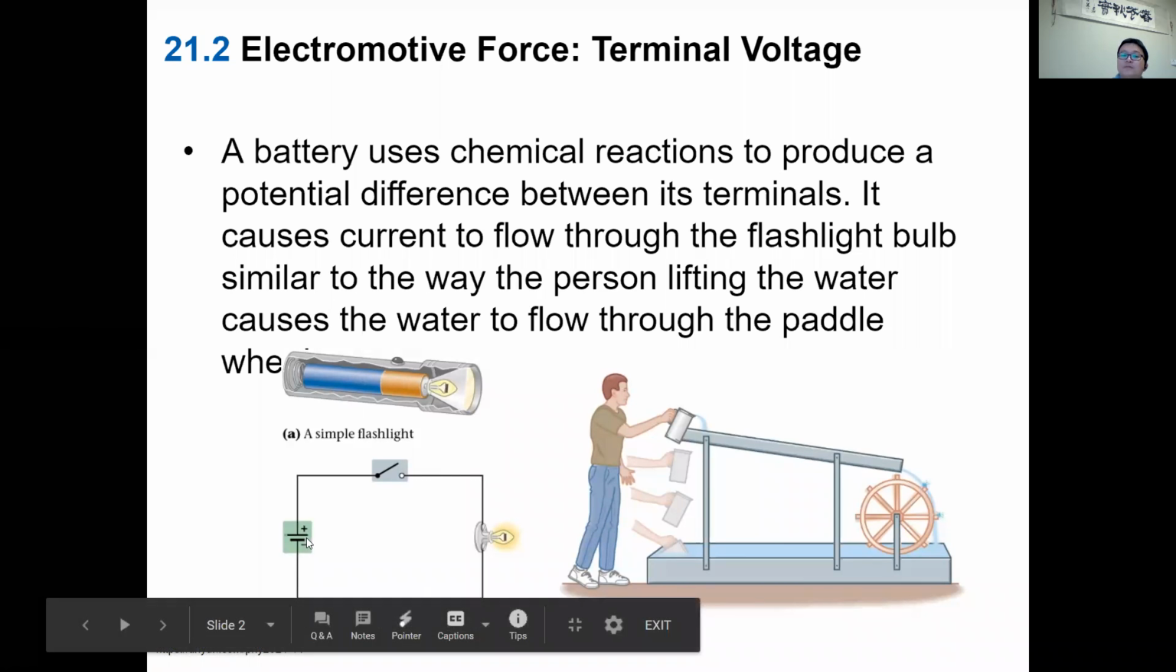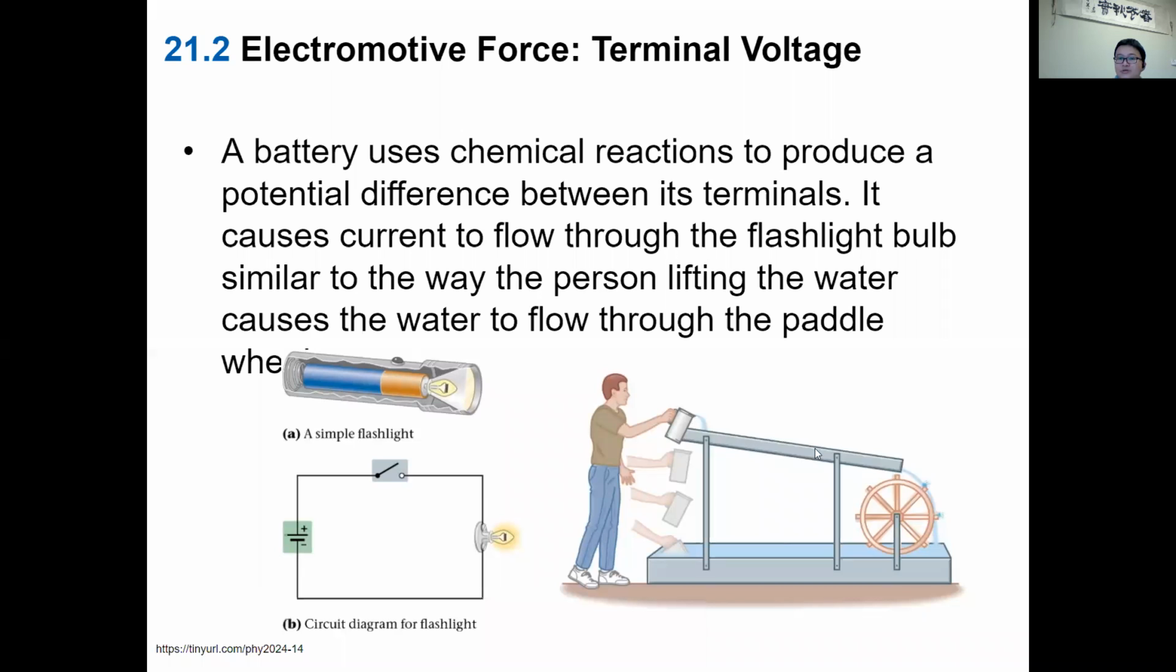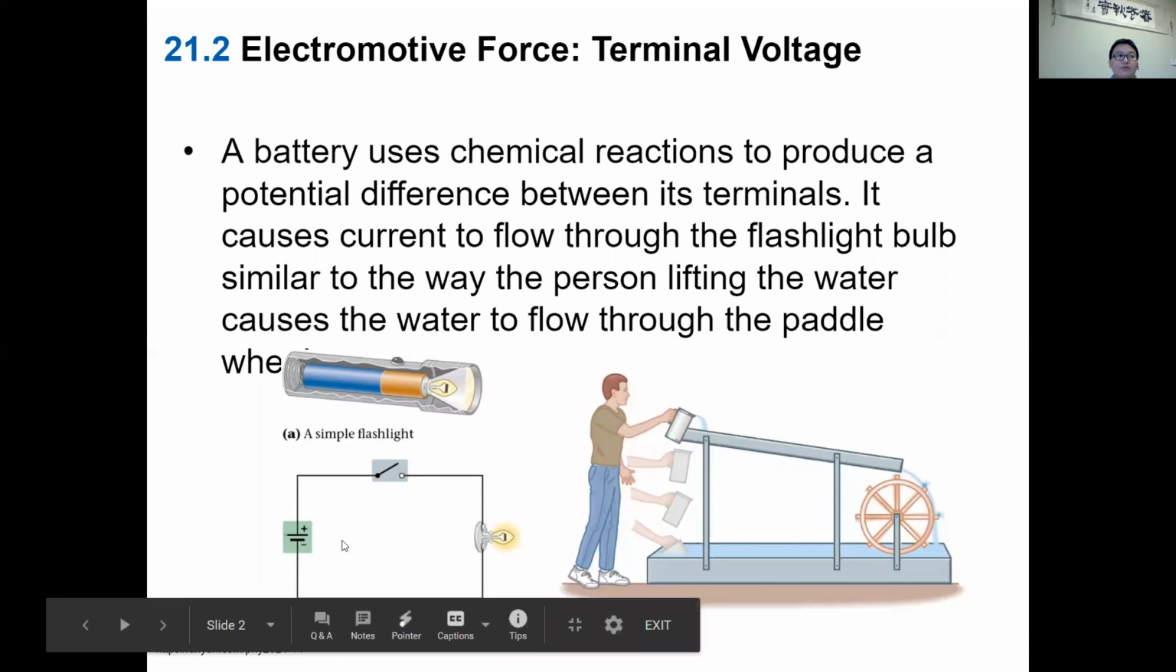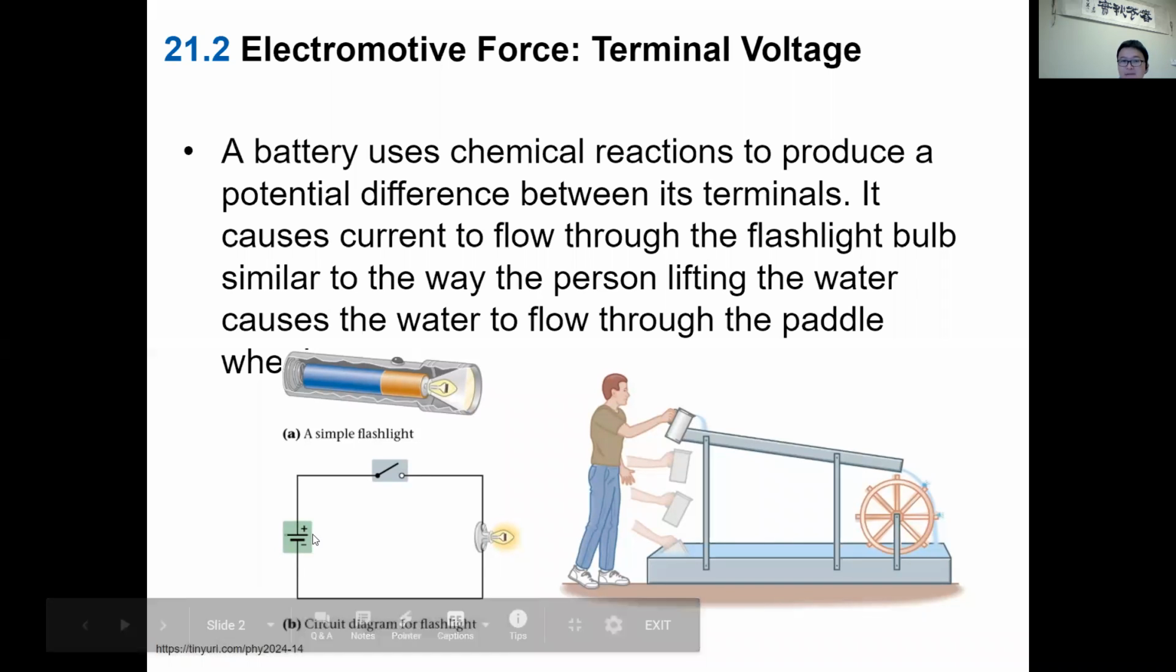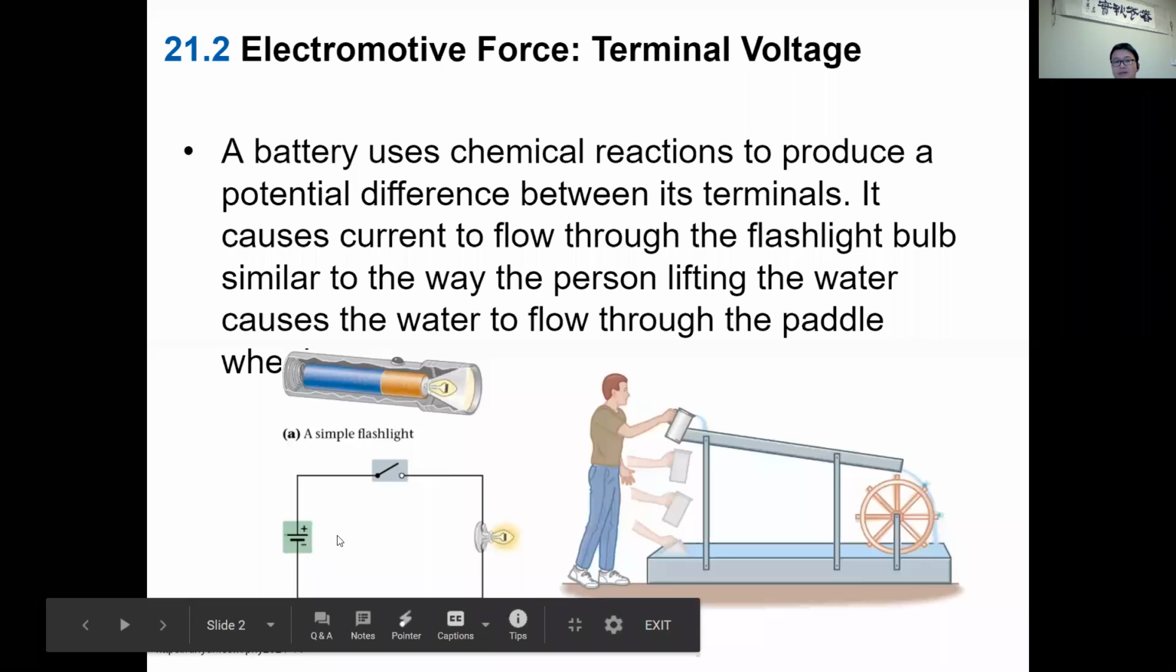If you connect this to an electric element, for example a light bulb as a resistor, then the current will flow from the positive terminal through this element towards the lower terminal, just like water flows from a higher position to a lower position because there's gravitational potential. Similarly, for a battery, you have an electric potential across the two terminals.